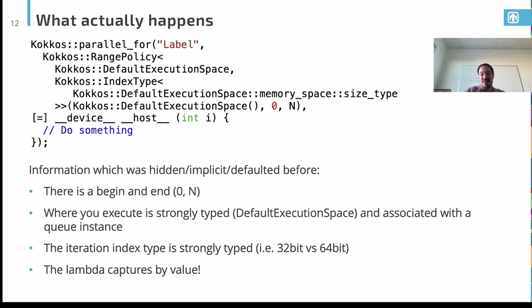Even though you didn't see it, where you execute is still strongly typed. There is a default execution space, and even though you didn't explicitly express that, it was a default choice which was still there. Not telling us anything doesn't mean we're going to randomly choose where to execute. It just means we're going to explicitly use the default execution space. That type is also associated with a default queue. That's what this default constructor here does. It gives you the default queue of that execution space type. It's kind of like the default stream in CUDA.